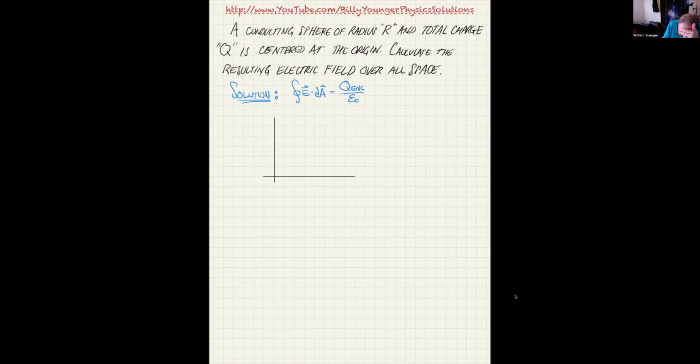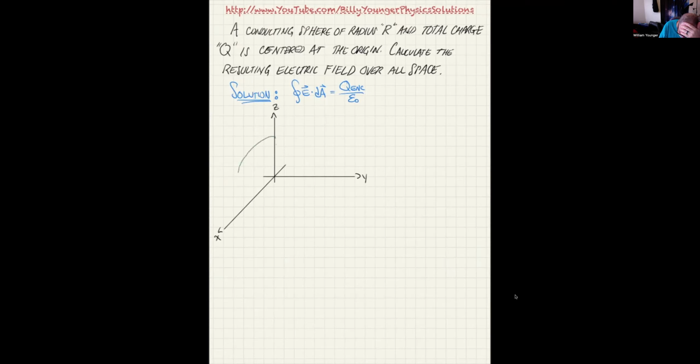It'll have a y-axis, which I just drew, and it'll have an x-axis, which I just drew. So this is going to be my x-axis, this is going to be my y-axis, and this is going to be my z-axis. Now it's also going to have a sphere that represents the actual conductor. So let's say our conductor is roughly this big.